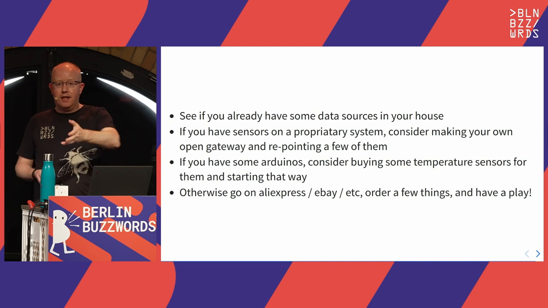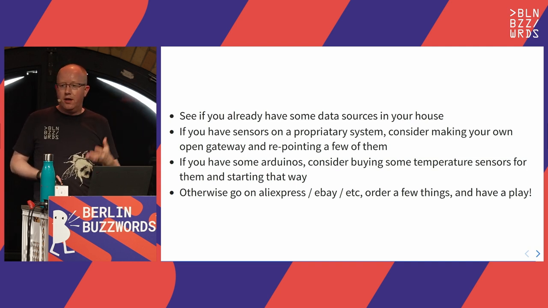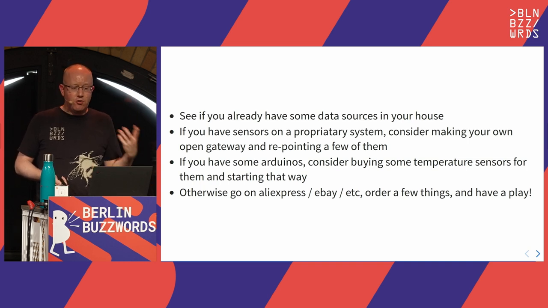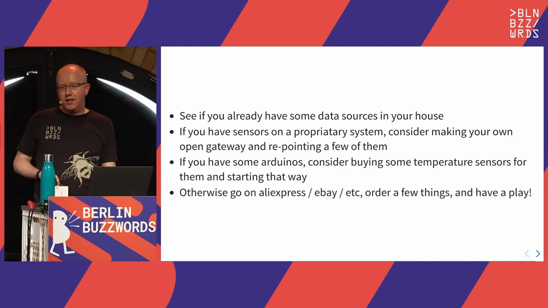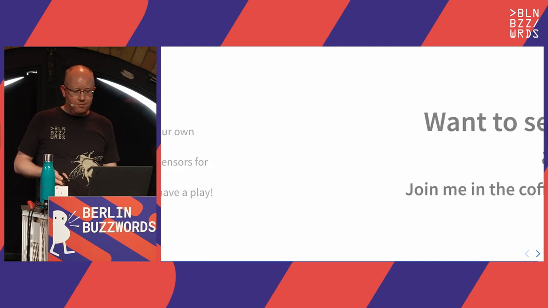So some next steps, I'd say, see if you've already got some data in your house. You might have some of these things. You might have solar. You might be able to get some data from your electricity provider. If you've got proprietary systems, see if you can get converters for them. Try and get the data. Try and use it yourself. Try and take control of it. And if not, give yourself a budget of like 3 beers. Go on your favorite website, buy some stuff, have a play. It's really good fun. It's really quick.